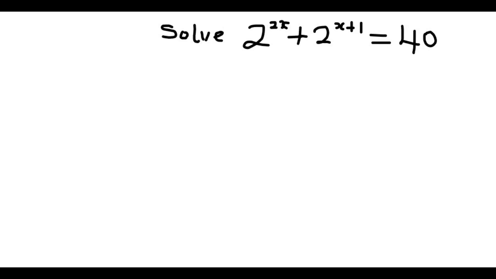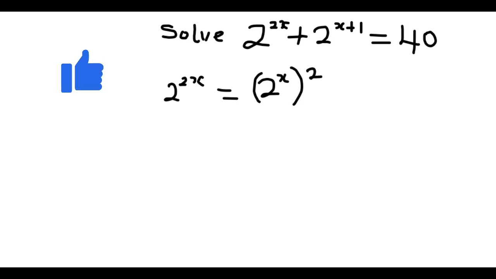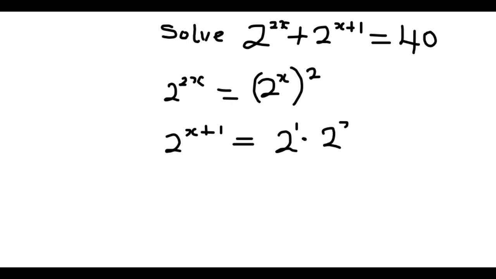From this nice expression, we have our 2x power 2 to be written as 2 power x, power 2, and the term 2 power x plus 1 can also be written as 2 power 1 multiplied by 2 power x.